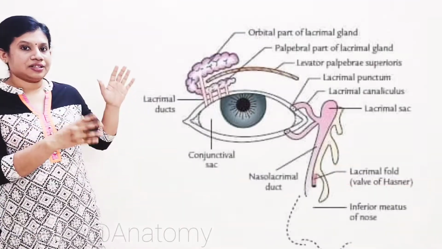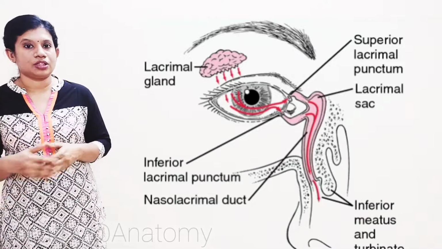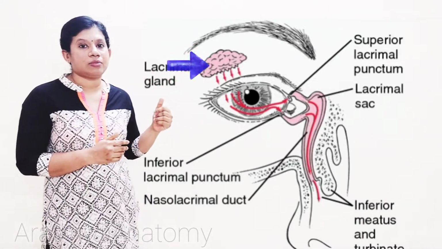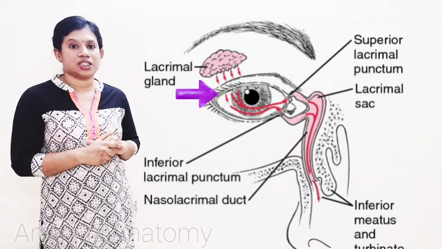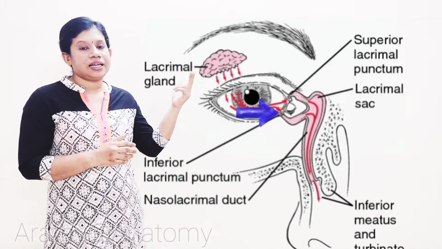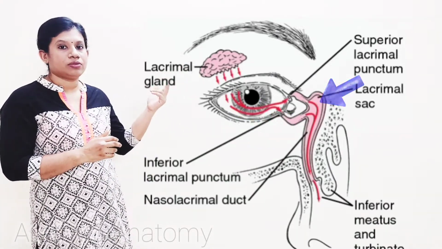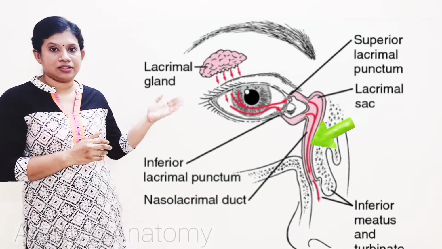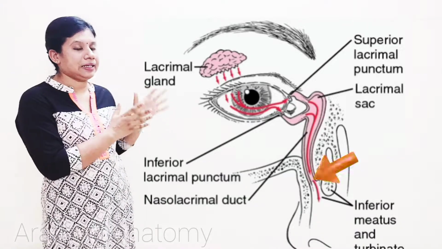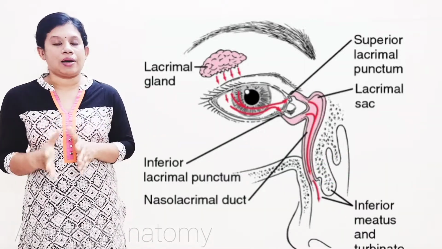Okay, so now we see how the fluid comes out through the nose. First, as I told, the tear fluid is mainly produced from the lacrimal gland. Through the duct, it reaches the conjunctival sac, and through the lacrimal punctum, it enters the lacrimal canaliculi and lacrimal sac. It comes out through the nasolacrimal duct, which opens into the inferior meatus of the nose. So this is the way it comes out through the nose. So that's all about the lacrimal apparatus.